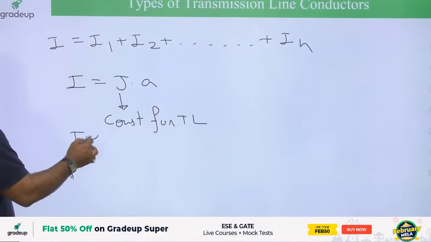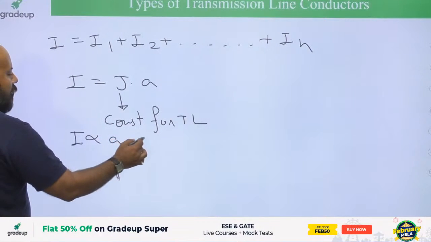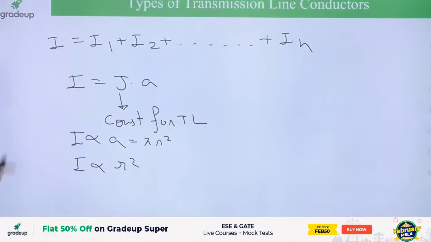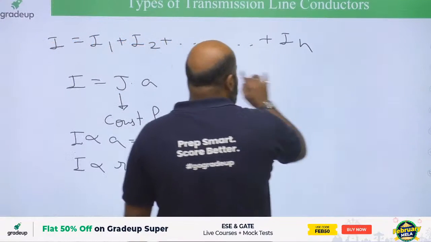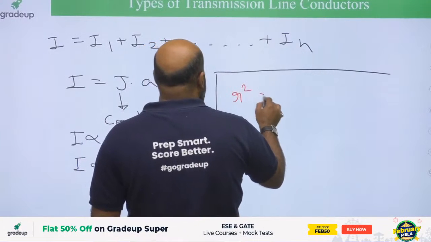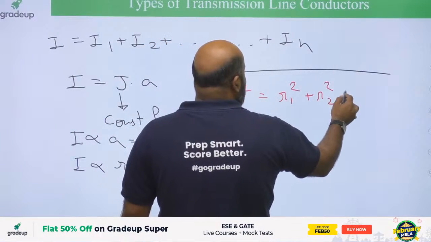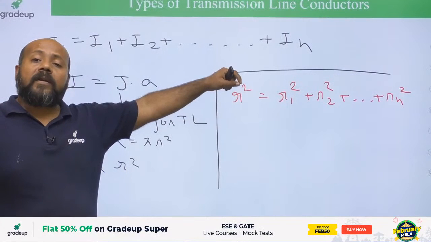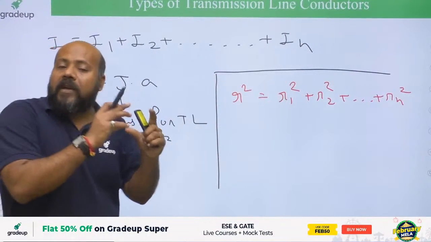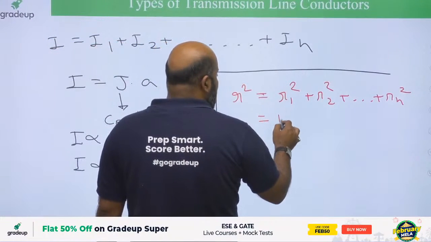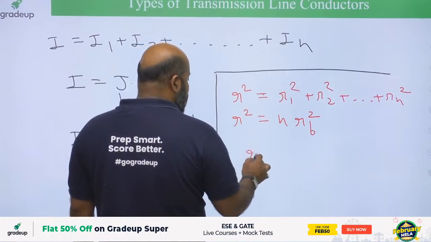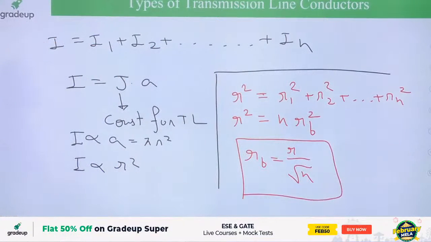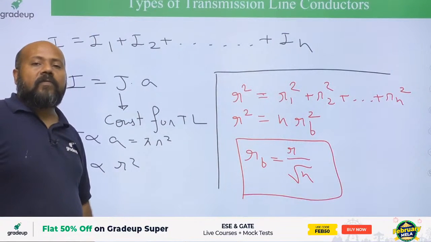If current density is constant, current is directly proportional to the cross-sectional area, which is pi r square. So current is directly proportional to r square. Transforming the equation in terms of radius, we get r square, r1 square, r2 square up to rn square, the radii of all the individual subconductors in the bundled conductor. If all the subconductors have the same radius, then it is n times rb square equal to r square. From here, rb is r upon under root n.